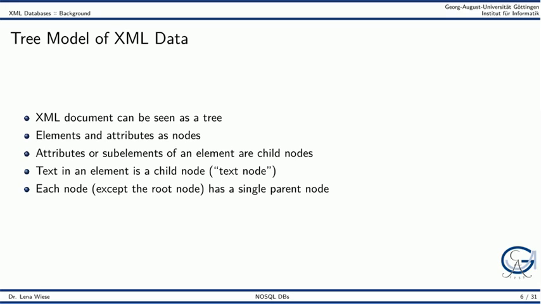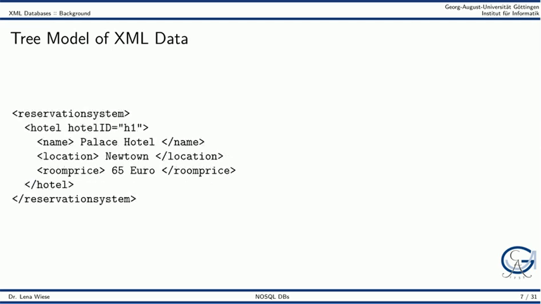XML documents can be represented by trees where the elements and the attributes are the nodes in the tree. The child nodes of an element are its attributes and sub-elements. The text inside an element is also a child node, called a text node. The tree structure comes from the fact that each node has a single parent node.